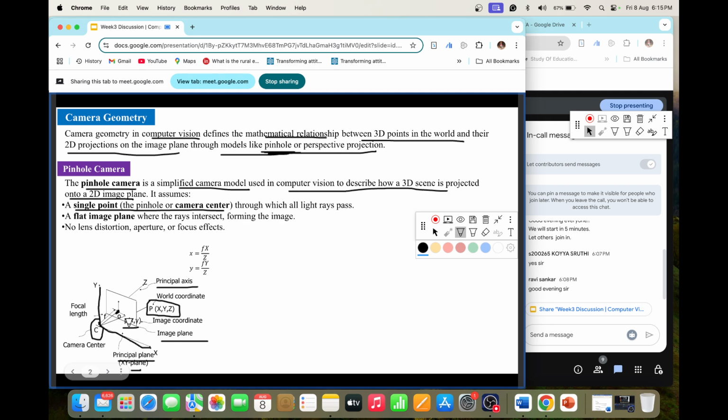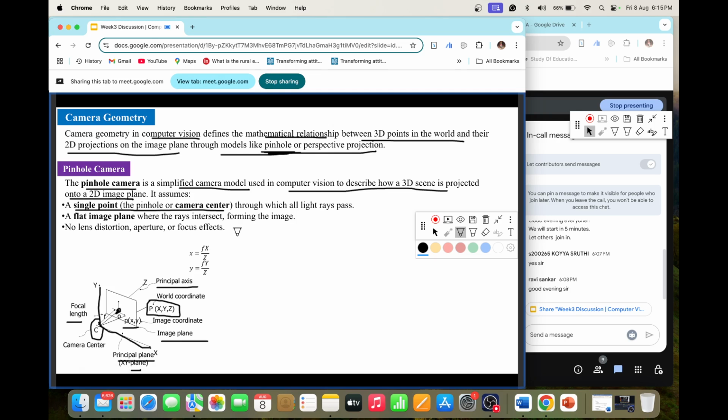Now another thing is the principal axis. The Z axis of the principal plane is nothing but your principal axis. Now another thing is focal length. What is the focal length? Focal length is the distance between your camera center and the point which is formed by the intersection of this principal axis and the image plane, this O point. So this point is also known as the principal point. So these are the terminologies regarding the pinhole camera.